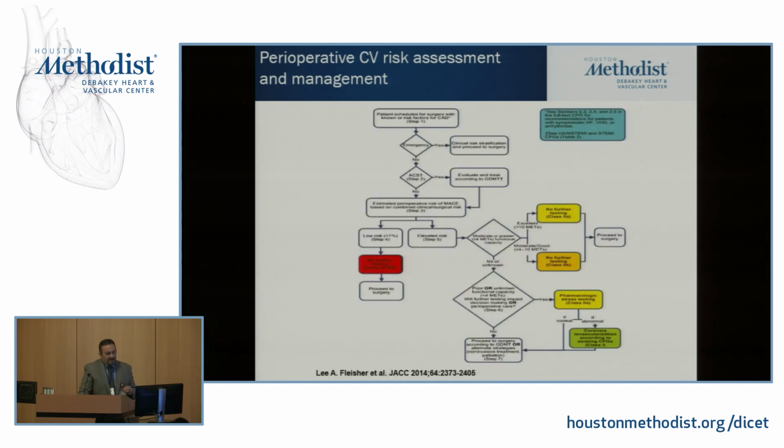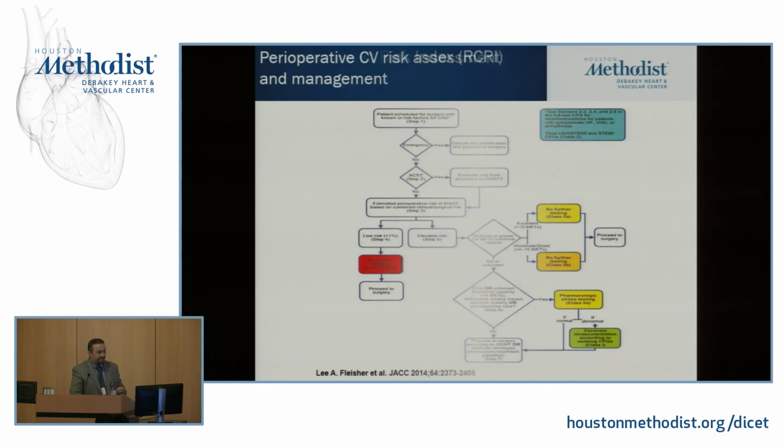So this is a simplified algorithm, if you may. It's also available in the guidelines, but it'll explain to you, if you take a look on the top, it'll tell you if the patient needs to undergo an emergency surgery, then you're going to do as much as you can do for clinical risk, but then that patient still needs to obviously go to surgery. But then it breaks it down into steps, and we're going to go over these steps momentarily.